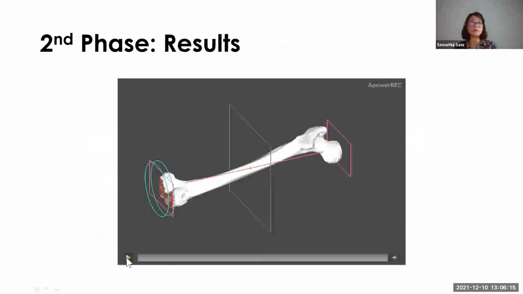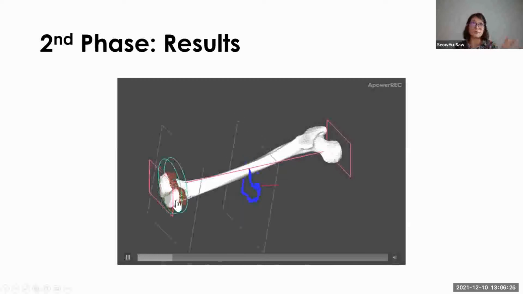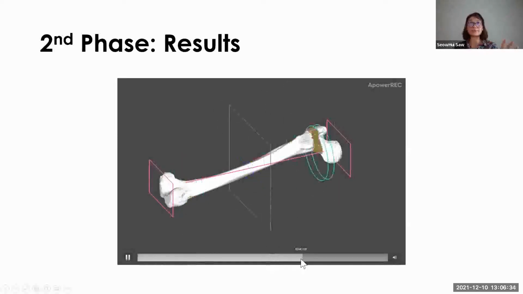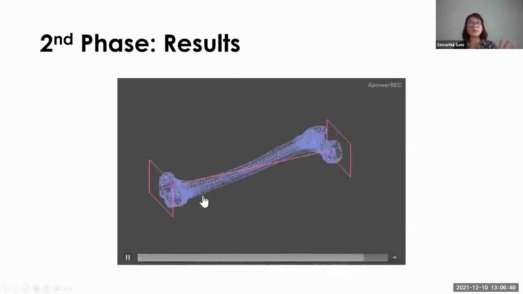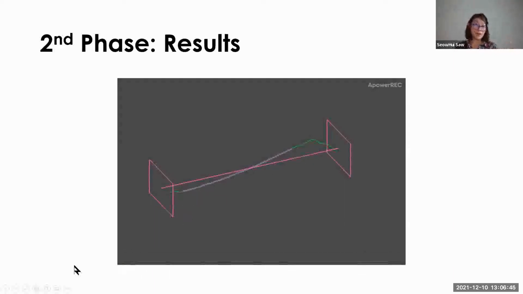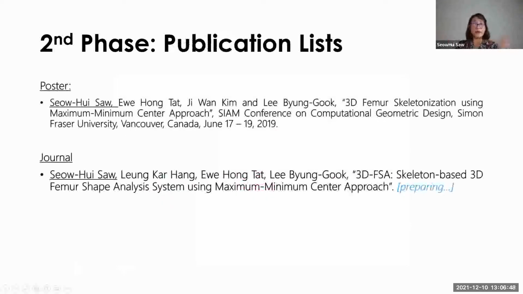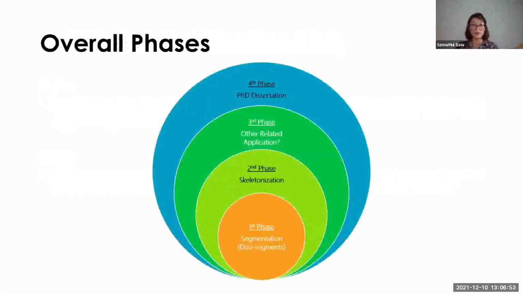So this is the result so far we got. This is a 3D femur. And by using the 4 methods that I have mentioned just now, this is a sliding window. We slide from the beginning until the end. Then at the end, we will get the skeleton. This is the skeleton of the femur. Then I have presented a poster and now I'm preparing the journal report at the moment.